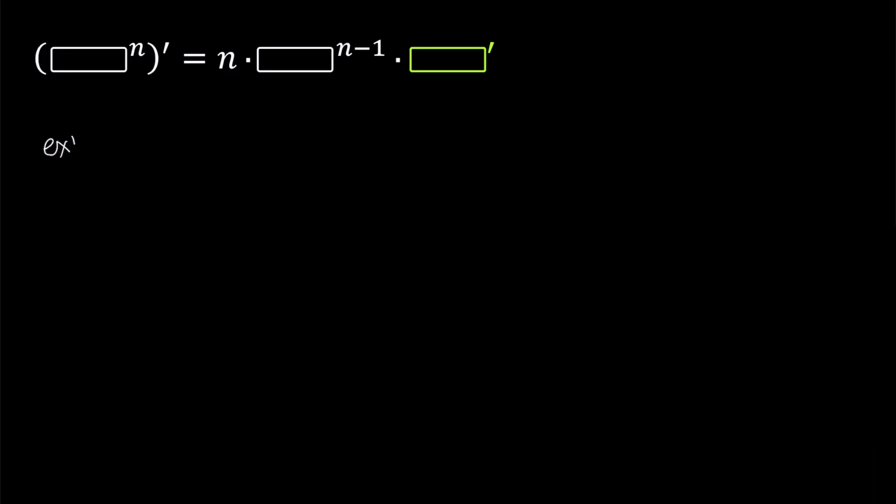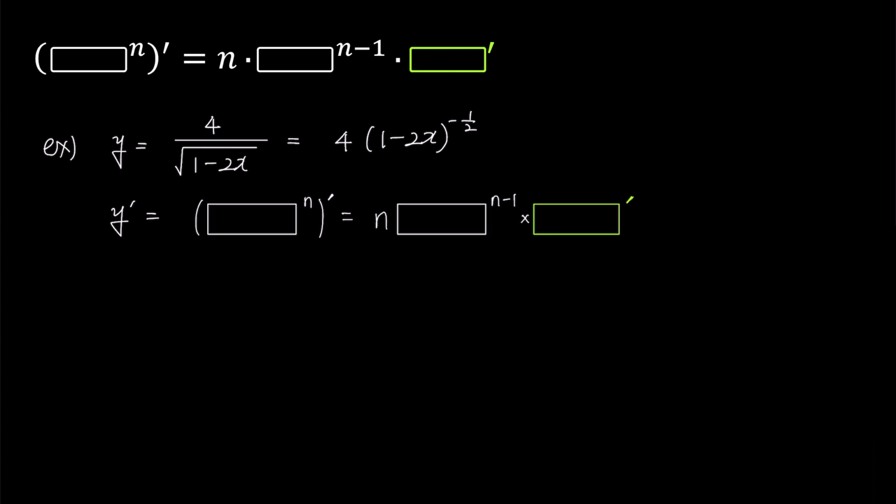Now, let's differentiate y equals 4 over square root 1 minus 2x. By expressing the denominator as a negative exponent, it becomes 4 times 1 minus 2x to the power of negative half. To differentiate it, let's apply the formula. Since the problem has a multiplication of 4 in the front, let's also multiply by 4 to start.